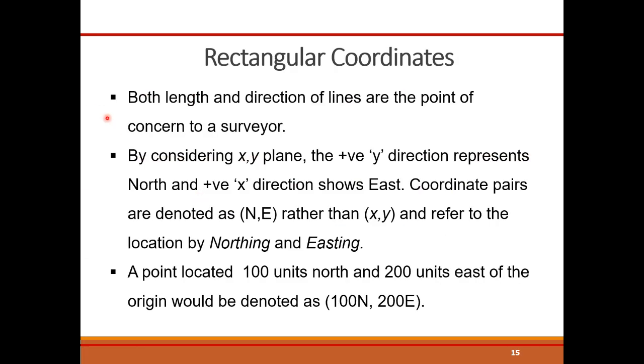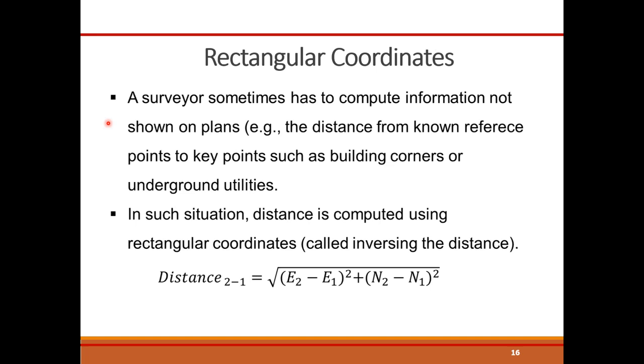Next is rectangular coordinates. Both length and direction of the lines are points of concern to a surveyor. By considering the xy plane, the positive y direction represents north and the positive x direction shows east. Coordinate pairs are denoted as northing and easting rather than xy. A point located 100 units north and 200 units east of the origin would be denoted as 100N, 200E in the form of northing and easting. A surveyor sometimes has to compute information not shown on the plans.